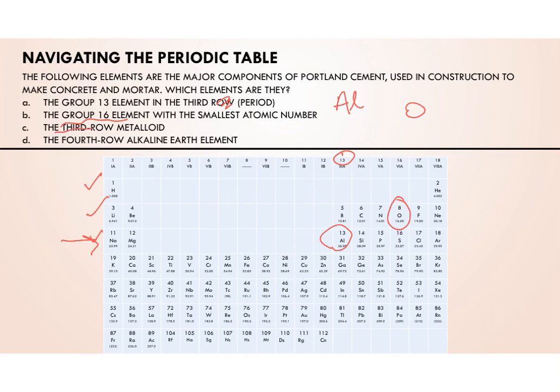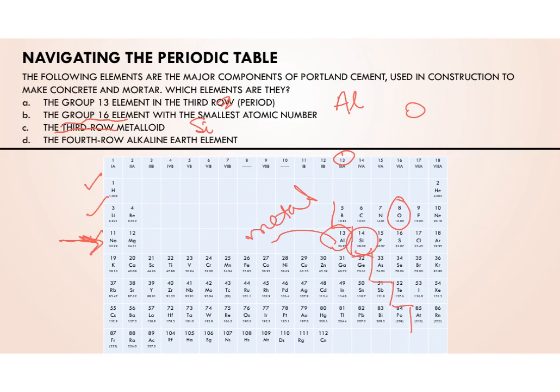The third period metalloid. I won't be using rows, I'll be using period. You'll probably have to memorize the metalloids because it can get confusing otherwise. There's the stair step, and the metalloids are elements touching the stair step except for aluminum. That's considered a pure metal. So the third period metalloid: the third period starts with sodium, and so that would be silicon because aluminum is a pure metal.